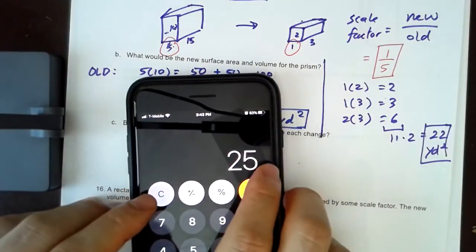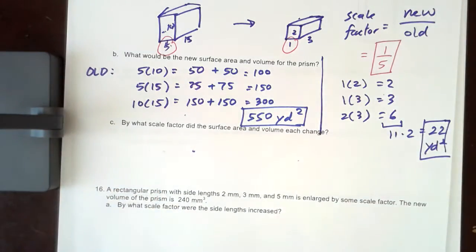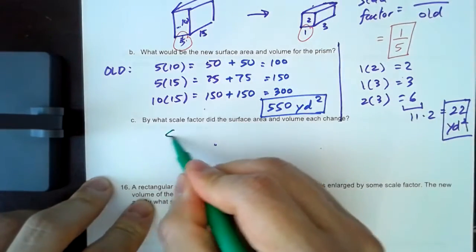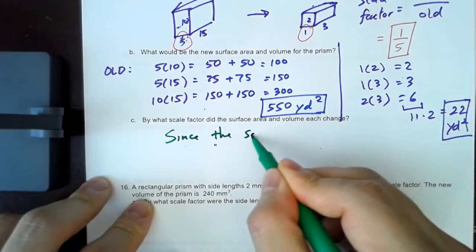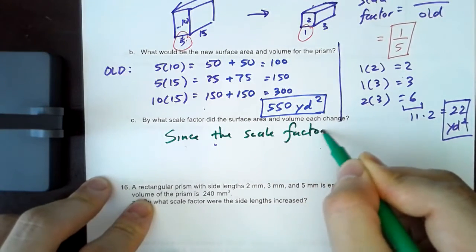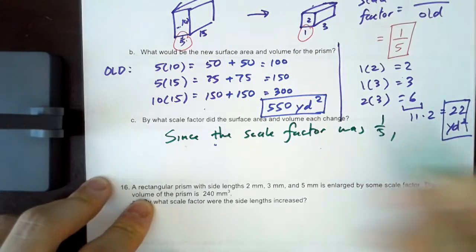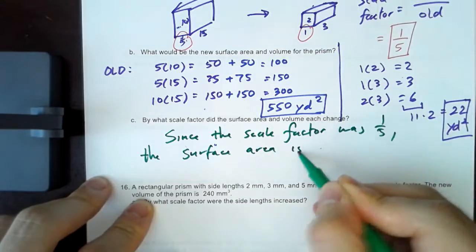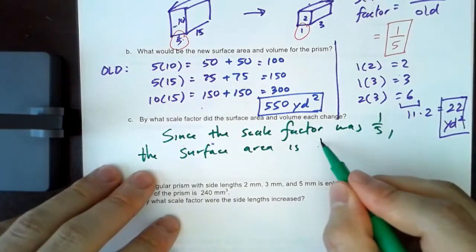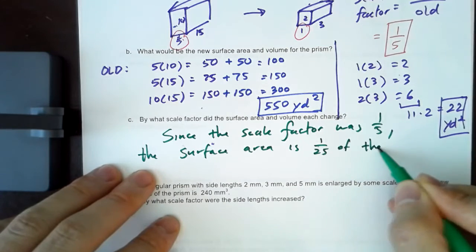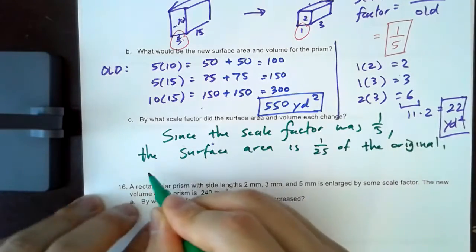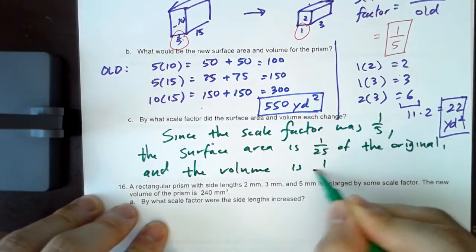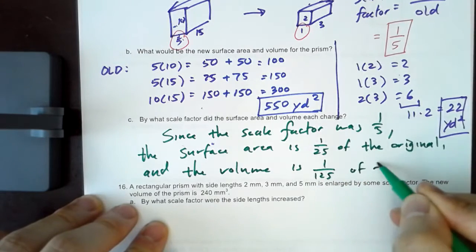It's 25 times smaller. That's not a coincidence. Because, you would say, since the scale factor was 1/5, the surface area is 1/25 of the original, and the volume is 1/125 of the original.